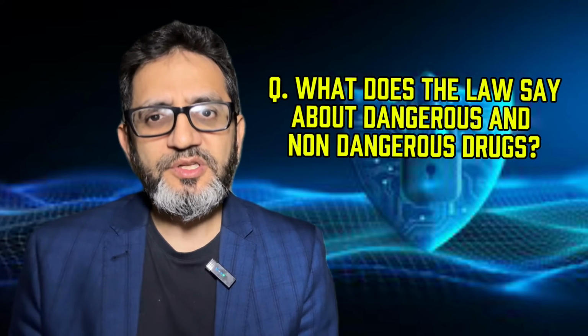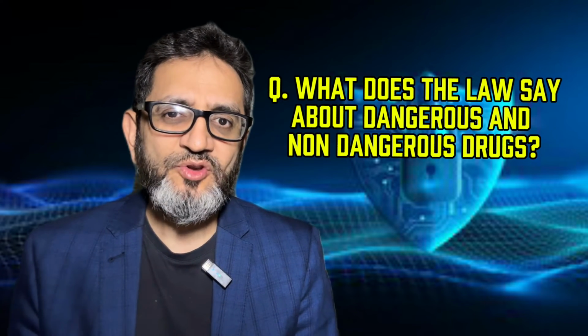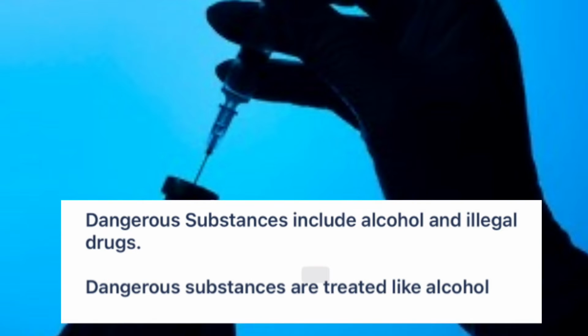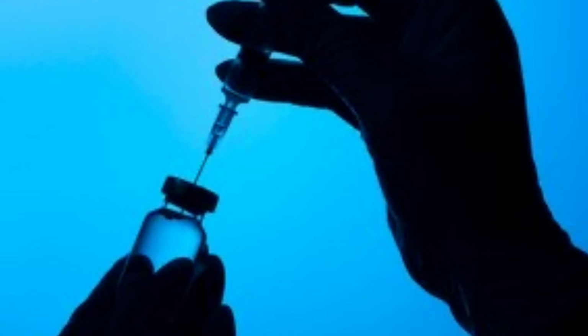Question: what does the law say about dangerous and non-dangerous drugs? The law differentiates between dangerous and non-dangerous substances and drugs. Dangerous substances include alcohol and illegal drugs. Dangerous substances are treated like alcohol. This means a voluntary consumption of taking a dangerous drug will afford a defendant a defence for a specific intent crime, but not a basic intent crime. Alternatively, a non-dangerous drug substance includes prescription drugs or substances taken for a legitimate medical reason.